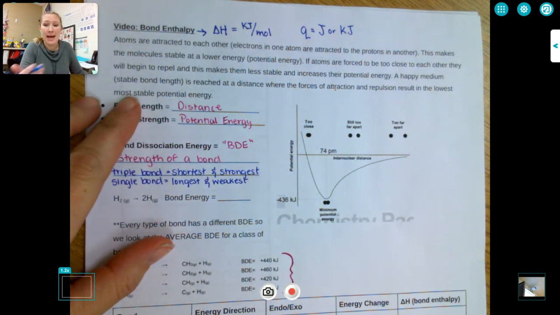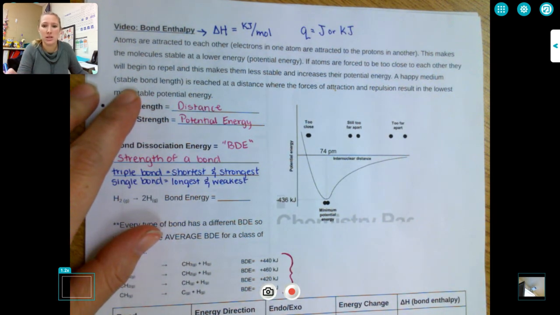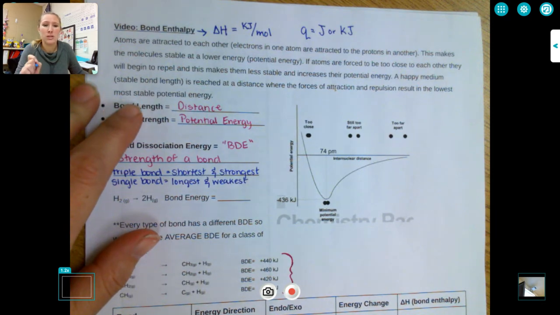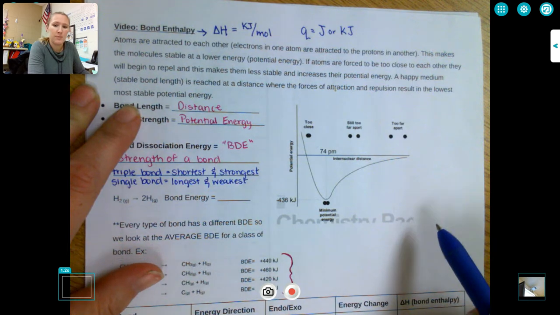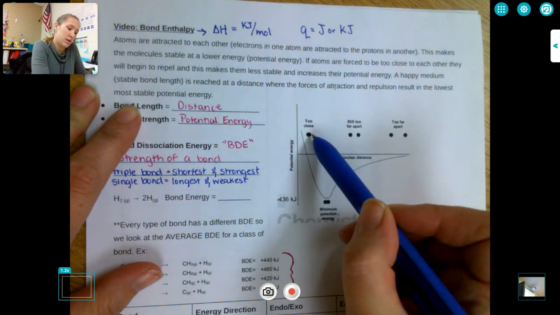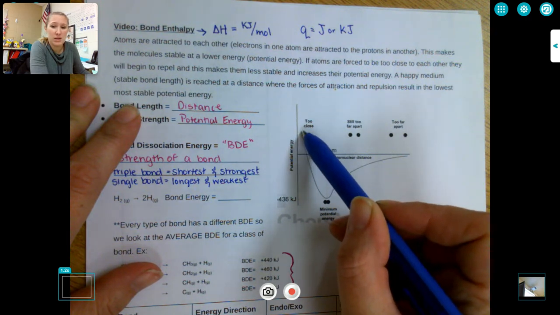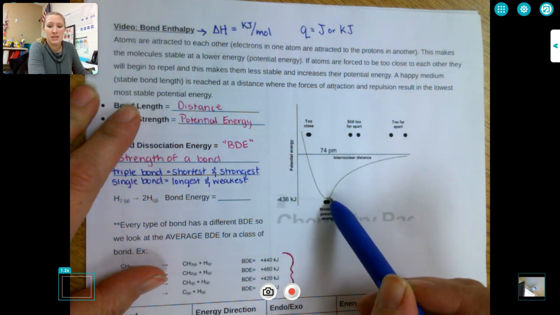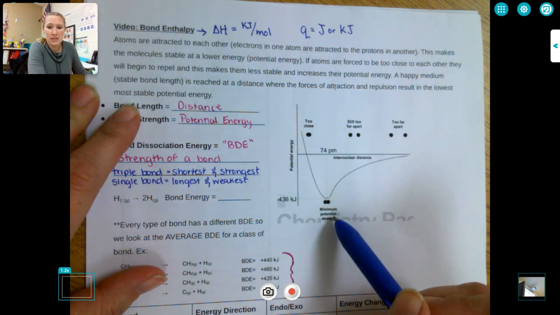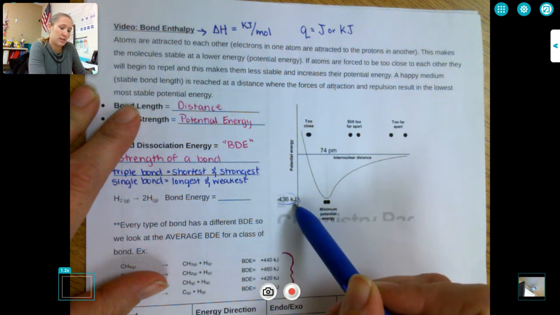Okay. So a happy medium or stable bond length is reached at a distance where the forces of attraction and repulsion result in the lowest, most stable potential energy. And that's this chart here. And we've seen this before where we said, well, here my two atoms of hydrogen are too close together. They have a really high potential energy. But as they start to spread apart, all of a sudden they get to the sweet spot, which is the minimum potential energy of the bond between them, of their attraction. We look over, it's at negative 436 kilojoules.